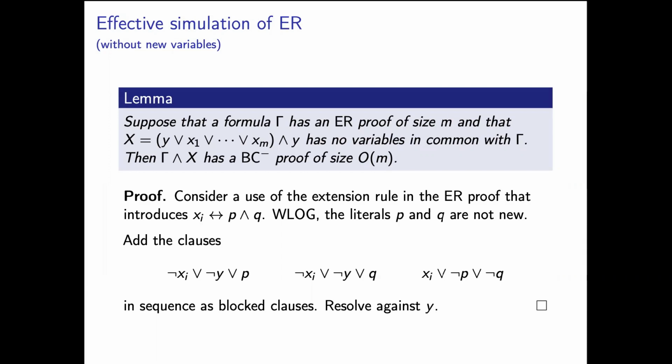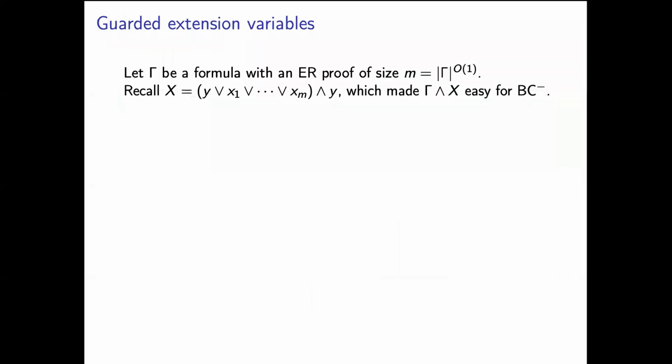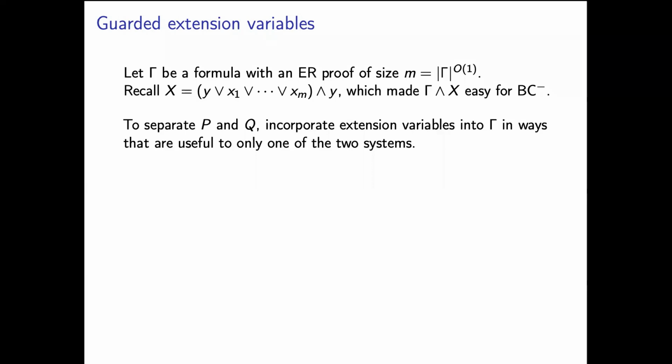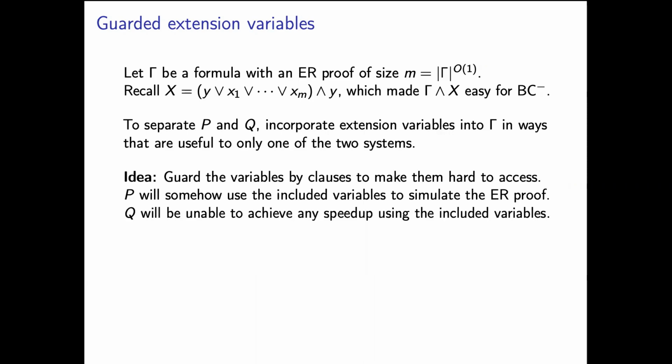Okay. And so we will push this idea further to get separations. Suppose I have some formula that's easy for ER. Again, remember this tacking on new variables makes it easy for this BC minus system as well. And to separate two systems, I will incorporate these new variables, not using these two clauses, but using gadgets, such that it's useful to one of the systems, but not useful at all to the other system. So with the tacked on new variables, the resulting thing will be as hard as gamma is for one of the systems. It will be as easy as the formula is easy for ER with the new variables. Okay. This is basically what I said.